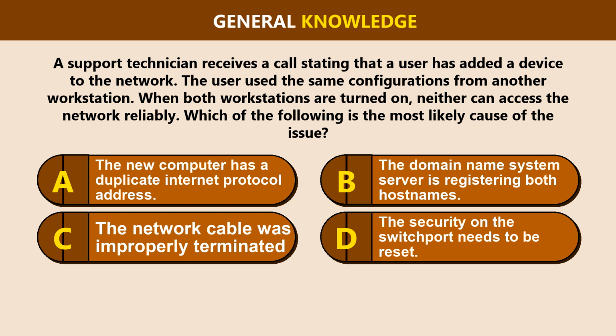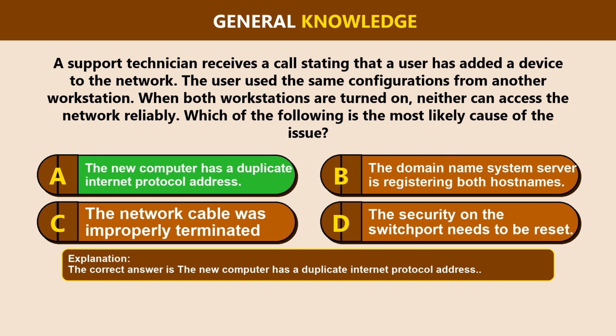Option A, the new computer has a duplicate Internet Protocol address. Option B, the domain name system server is registering both host names. Option C, the network cable was improperly terminated. Option D, the security on the switch port needs to be reset. The correct answer is option A. The new computer has a duplicate Internet Protocol address.